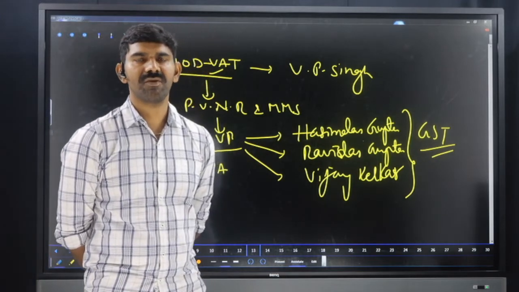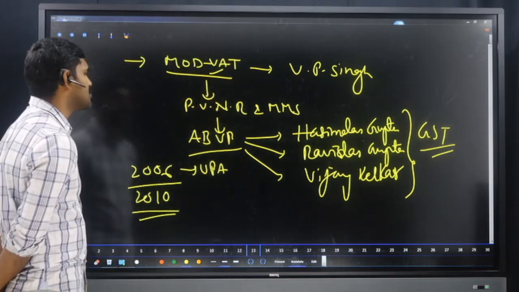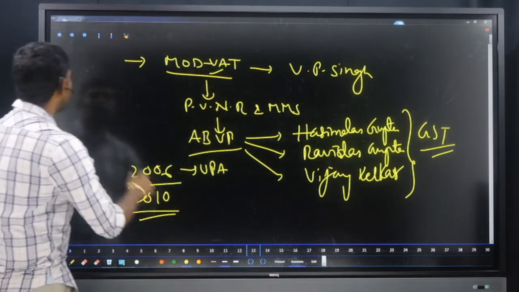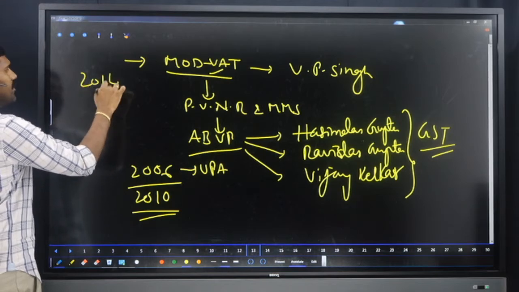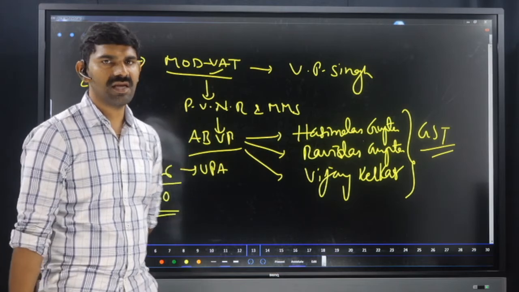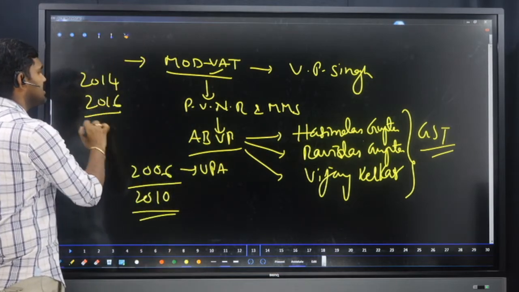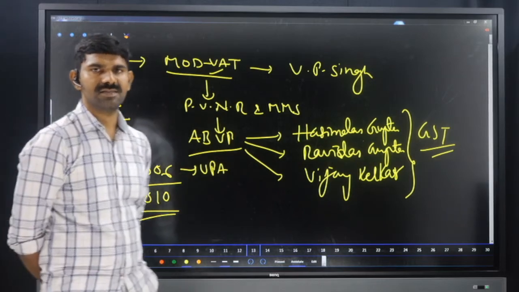They did not have a good number of supporting states. Now, after the UPA government left in 2014, the Narendra Modi government came. And the Narendra Modi government was very intentional about starting GST. What he did in 2016 was pass the GST bill.